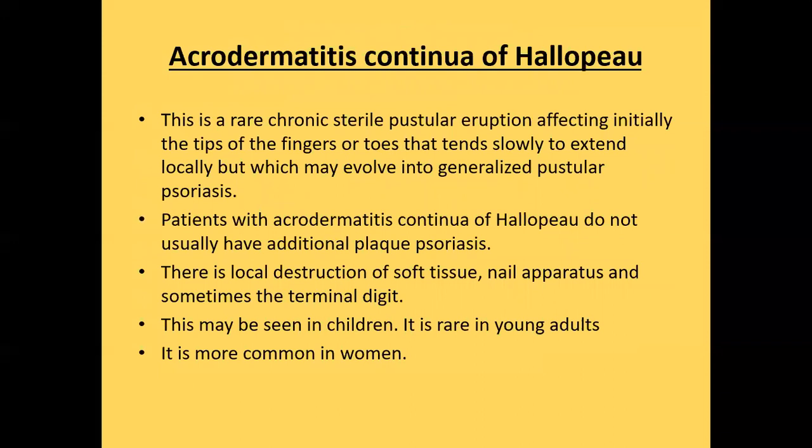The second type of localized pustular psoriasis is acrodermatitis continua of Hallopeau. This disease is different from palmoplantar pustulosis because it affects the tip of fingers and toes and slowly extends locally and may evolve into generalized pustular psoriasis. Patients of acrodermatitis continua of Hallopeau do not have additional plaque psoriasis. This results in localized destruction of soft tissue, nail apparatus, and sometimes the bone. It is mostly seen in children and young adults and is more common in women.